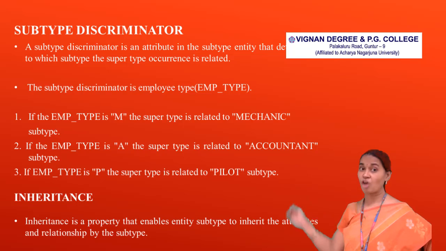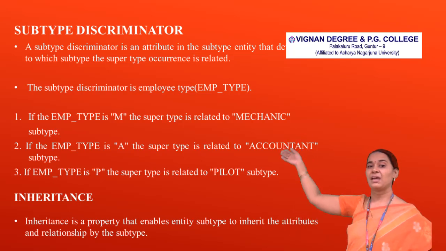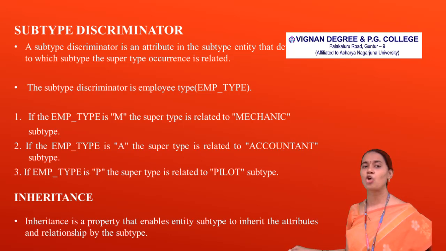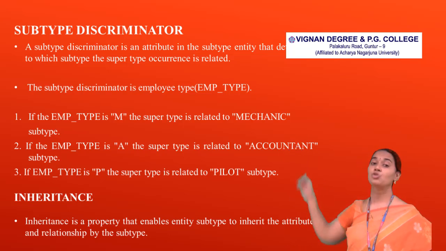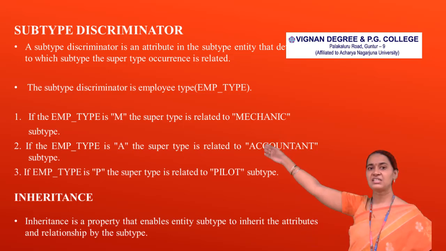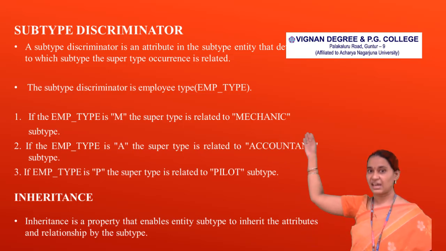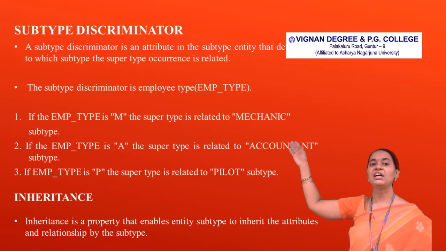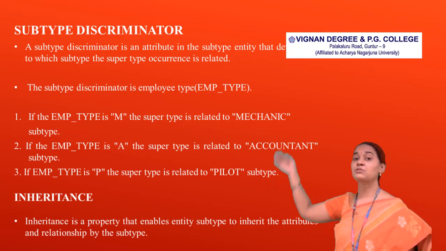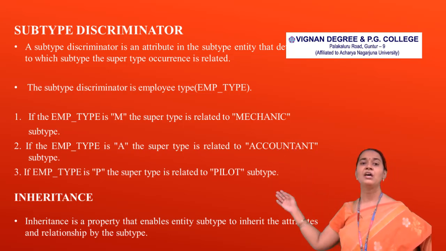This way of getting the properties from the base class into the derived class, or from the parent entity into the child entity, from the supertype into the subtype, is called inheritance. So what is inheritance? Inheritance is the property that enables the entity subtype to inherit the attributes and relationships of the supertype.